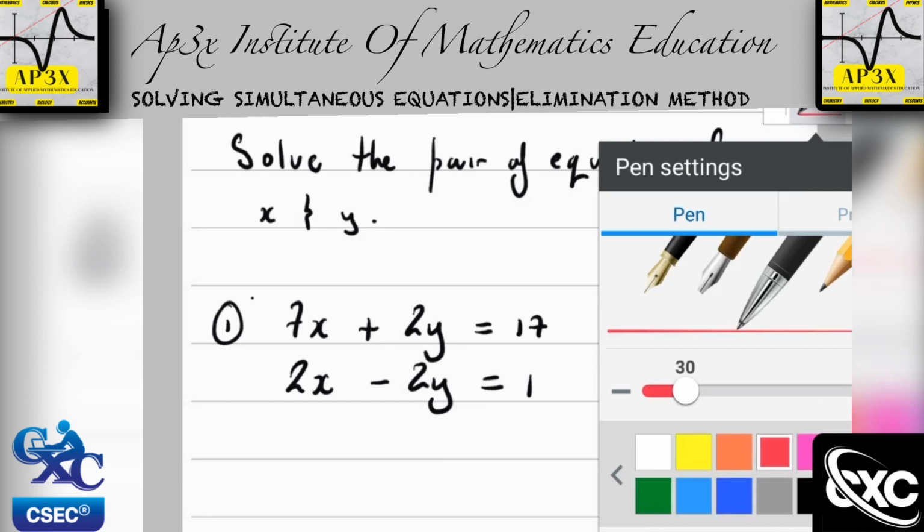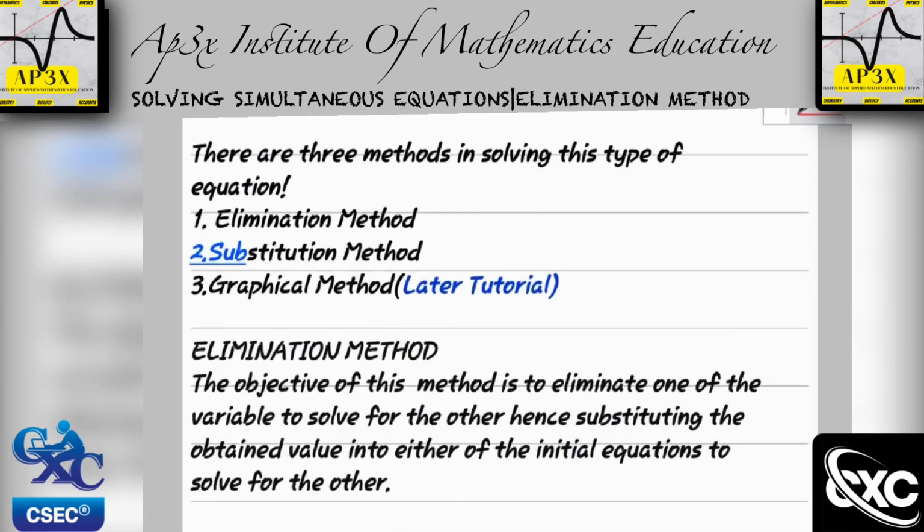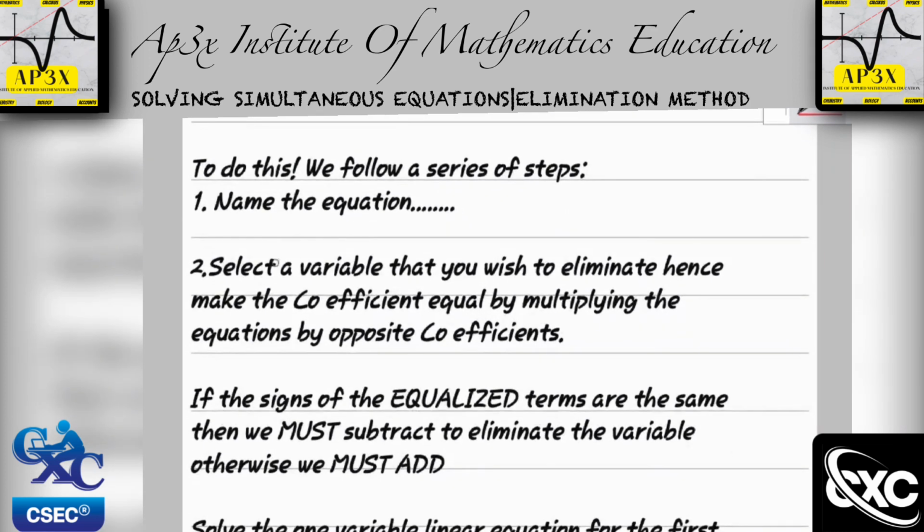So I tend to do this thing here where I draw a line and I call this equation 1, and here I call this equation 2. All right, so once I've named my equation, I now need to make, as it says here in step 2, it says select a variable that you wish to eliminate, and then your aim is to make the coefficients equal.